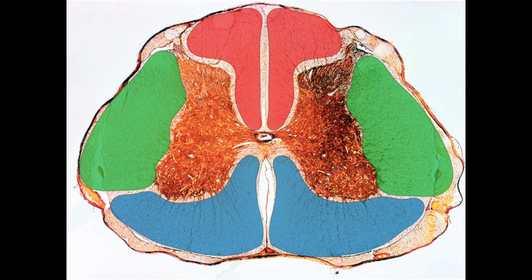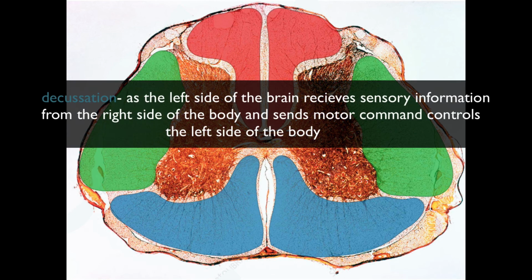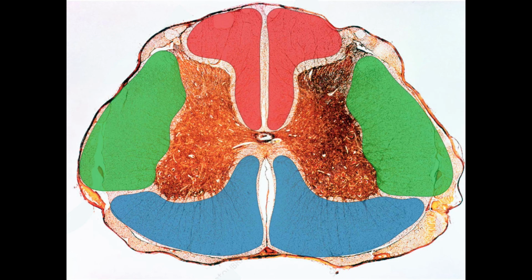A lot of these signals that start off on one side of the body will undergo what's called decussation. Decussation means that they cross over. Let's say I prick my right hand with a needle. That signal at some point in the spinal cord will cross over, and the signal will end up on the left side of the brain. Essentially, the right side of the body is controlled by the left side of the brain, and the right side of the brain controls the left side of the body.